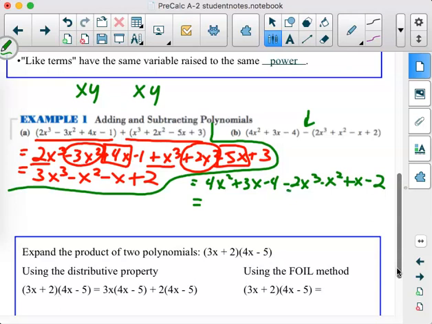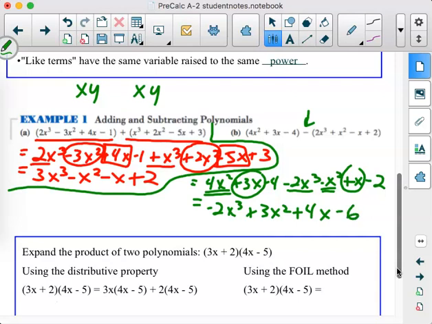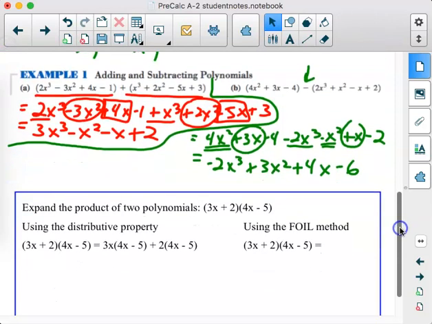I see that I have a negative 2x to the third, that I have 4x squared minus x squared, which will be plus 3x squared. I have plus 3x plus another x, and that'll be plus 4x. And then I have a minus 4 and a minus 2. That would give me a negative 6. So negative 2x cubed plus 3x squared plus 4x minus 6 is the result that I get. So adding and subtracting is just combining like terms.